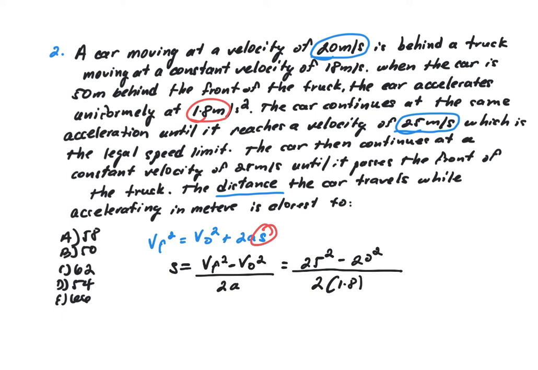So when you do this math, you're going to get 625 minus 400 over 3.6. So the distance that the car travels, once you subtract and divide, will be 62.5 meters. That comes out to be, if you round up, 63, but 63 is not one of the options, so it is 62. So letter C.